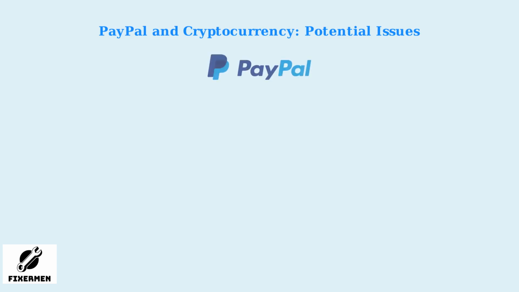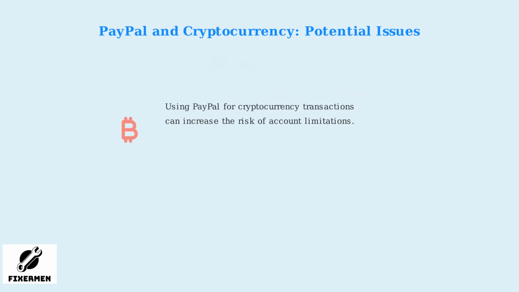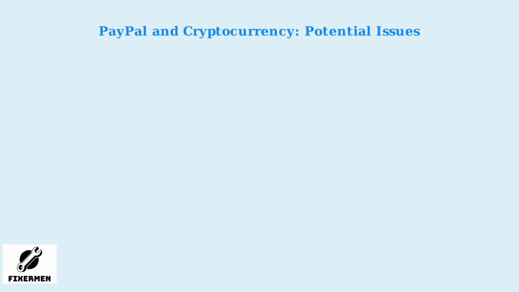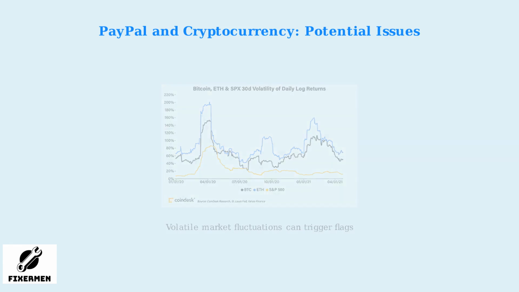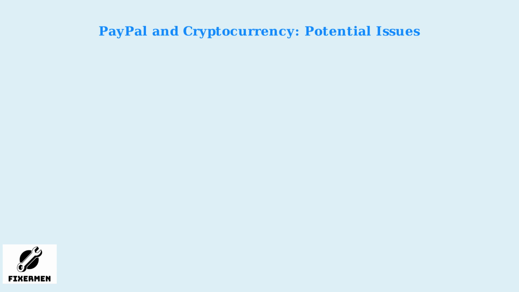Using PayPal for cryptocurrency transactions can increase the risk of account limitations. Volatile market fluctuations and regulatory uncertainties can trigger flags in PayPal's security systems. For example, the high volatility of cryptocurrencies like Bitcoin and Ethereum, as shown in this graph, can be flagged as unusual activity by PayPal's fraud detection systems.